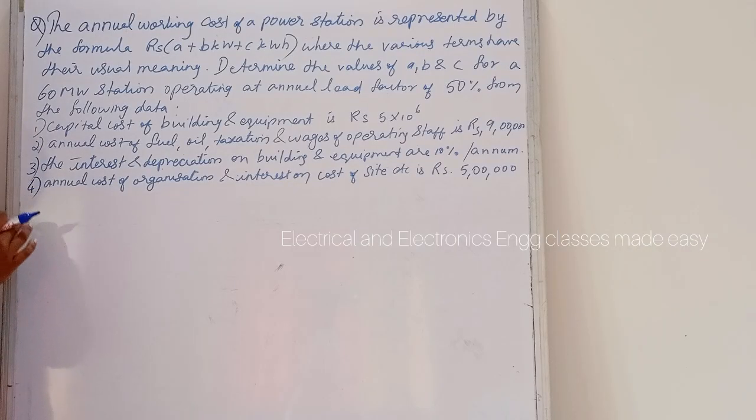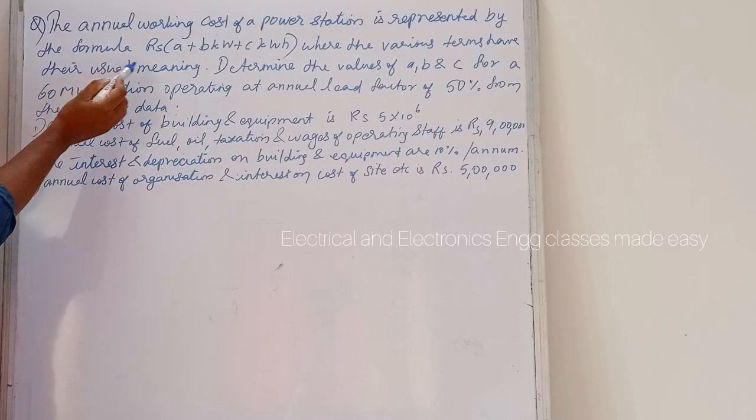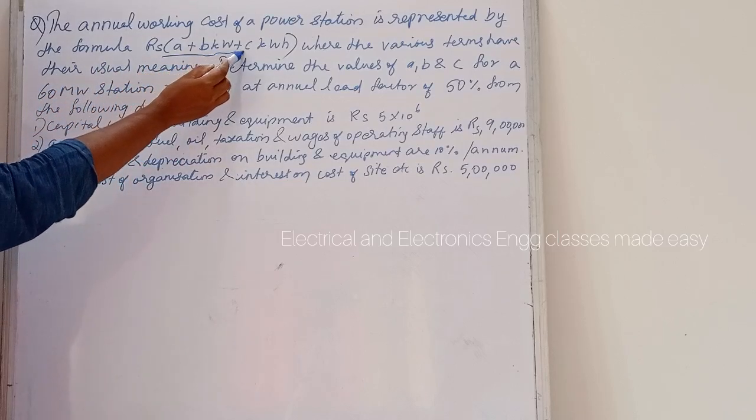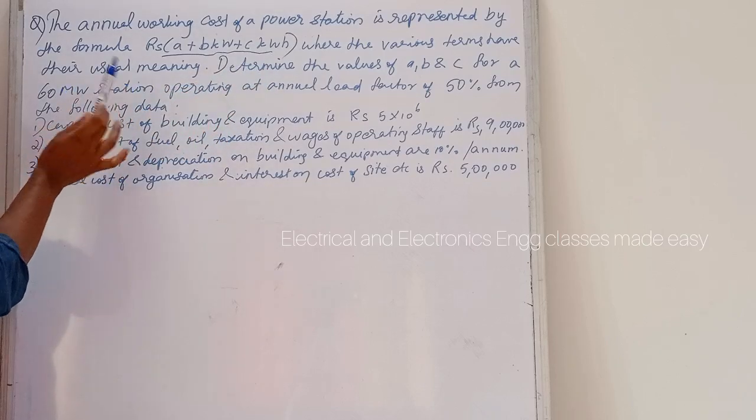Let us do another problem. The annual working cost of a power station is represented by the formula rupees A plus B kW plus C kWh, where the various terms have their usual meaning.